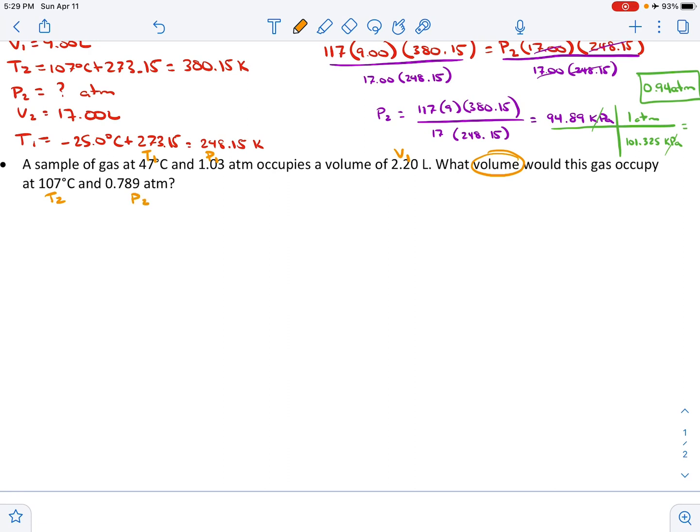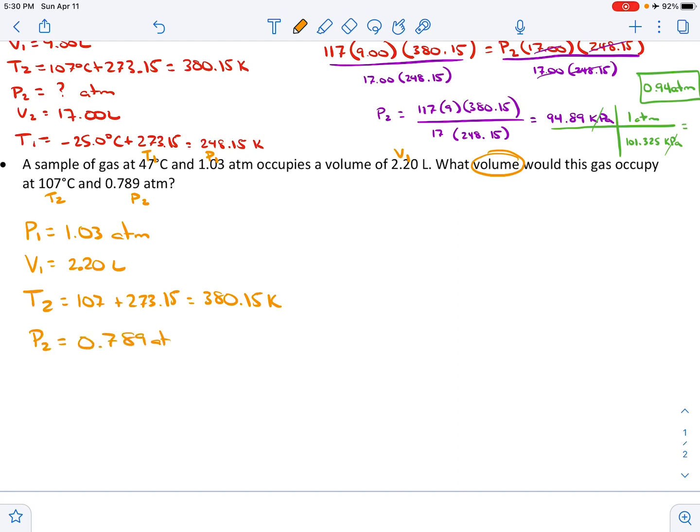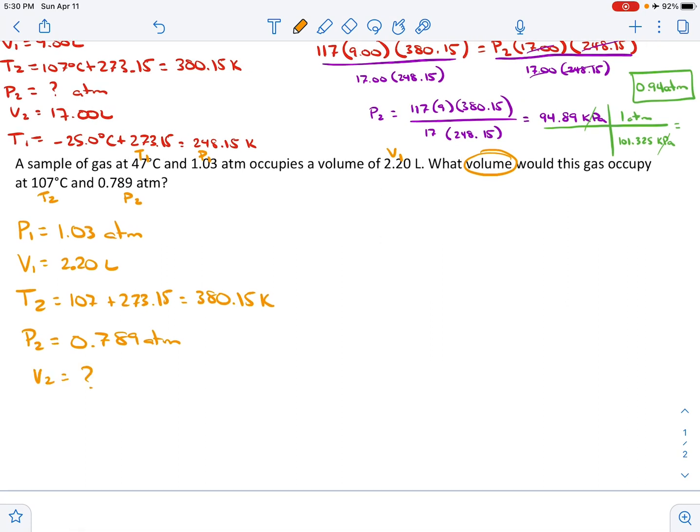All right, so let's plug it in and see what we've got. So P1 is equal to 1.03 ATM. V1, our first volume, is 2.20 liters. T2, remember, I'm already rearranging it so I don't have to worry about it. Ooh, and we gave us the same temperature so we didn't have to work too hard to find our Kelvin temperature. Hopefully it's the same as what we got above. Hopefully I did that right. P2, our second pressure, 0.789 ATM. Ooh, our ATMs match. That's awesome. V2 is our question mark.